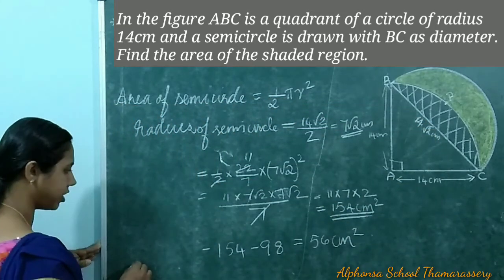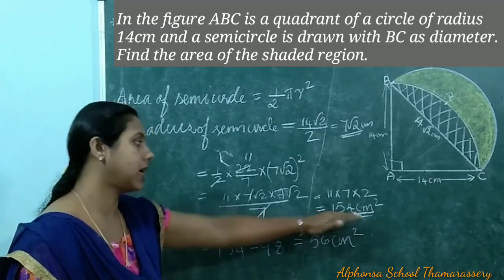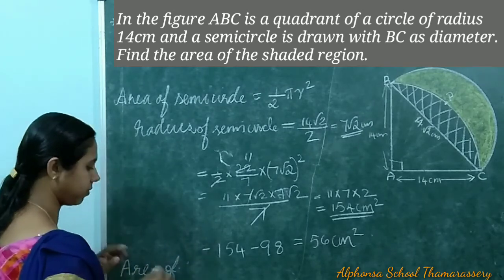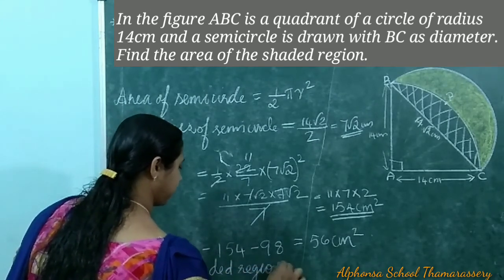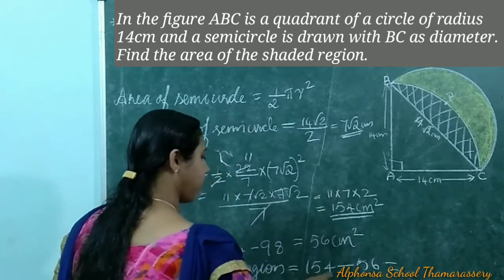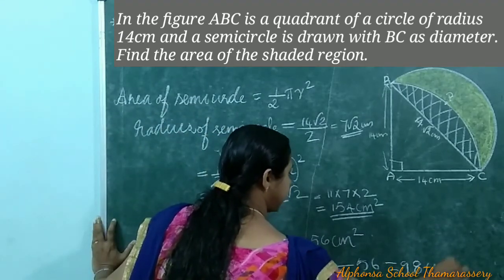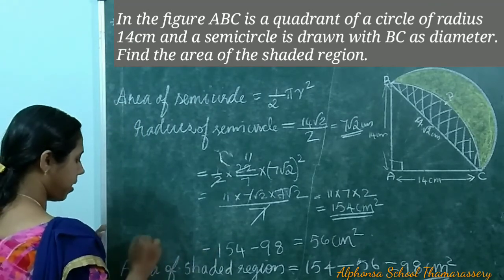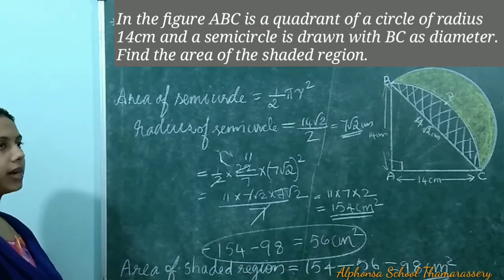Now we can find the area of the shaded region. If you subtract the area of the segment, that is 56 centimeter square, from the area of the semicircle, then you will get the area of the shaded region. So area of shaded region is equal to 154 minus 56, that is 98 centimeter square. That will be the area of the shaded region. This is the area of segment. That area you should subtract from the area of the semicircle, then you will get the area of shaded region.